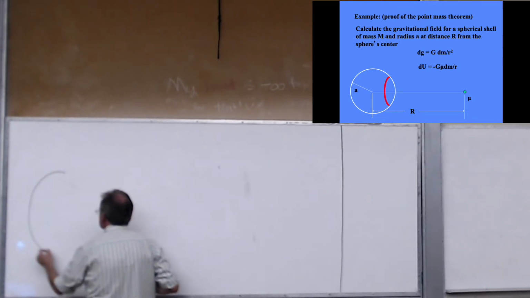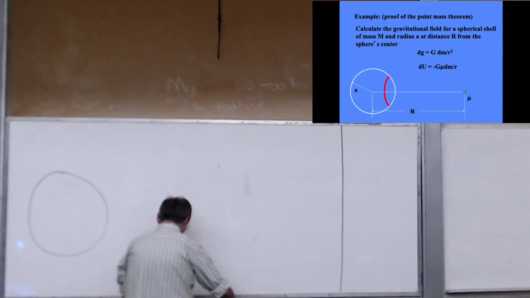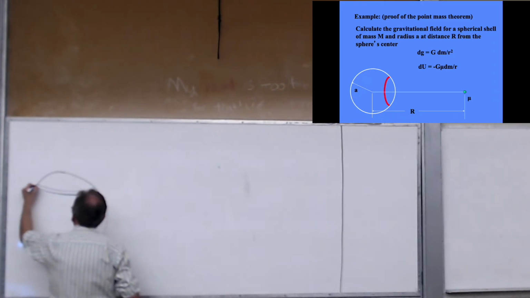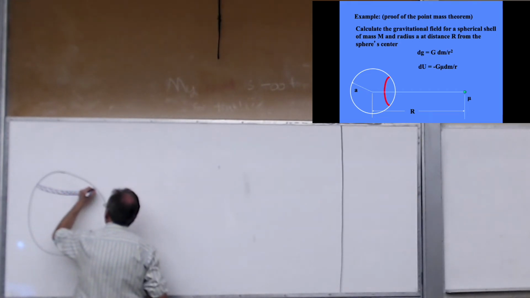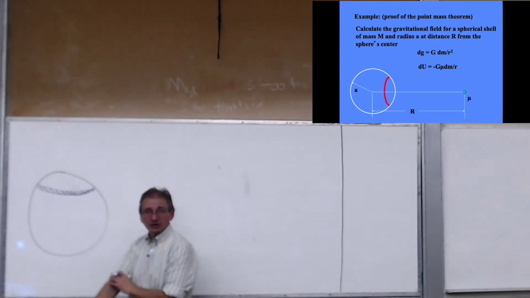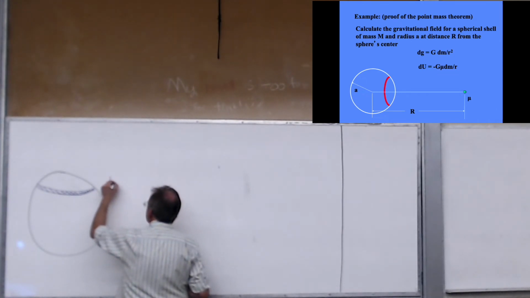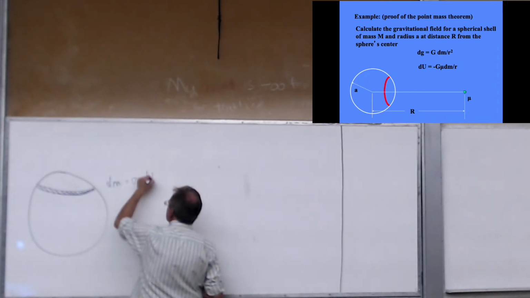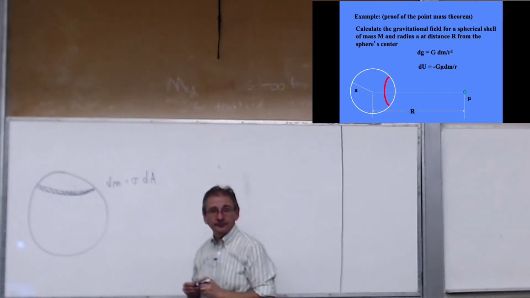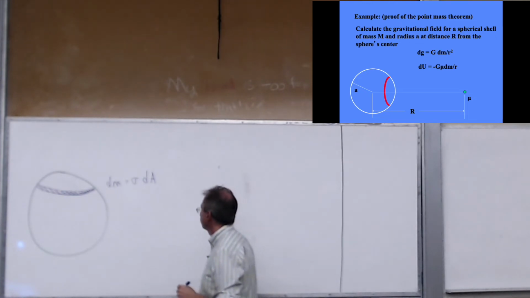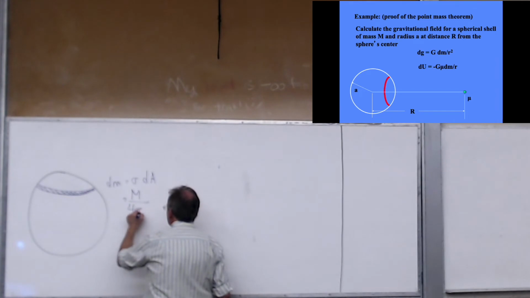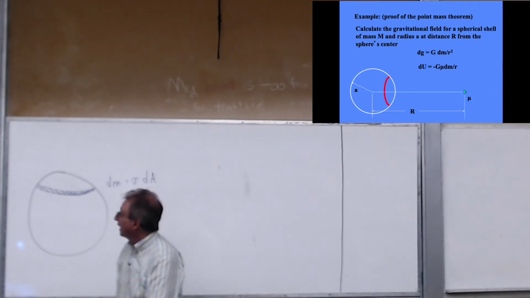So I have a hollow sphere, and I want to break it up into a bunch of rings like you see in the figure. The way I look at it is this. I want to know what is the mass of this piece. What is my dm of this thing? Well, it's going to be the mass per unit area times the area. We're going to assume, in this problem, the mass is uniformly distributed, and we know the total mass of the sphere.